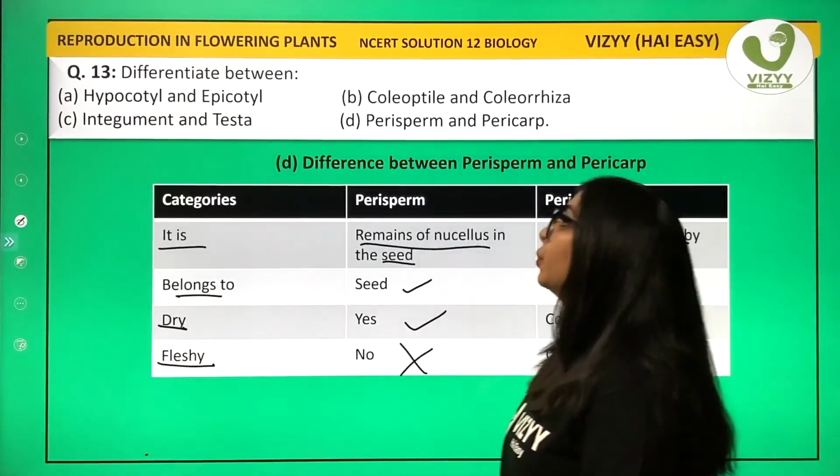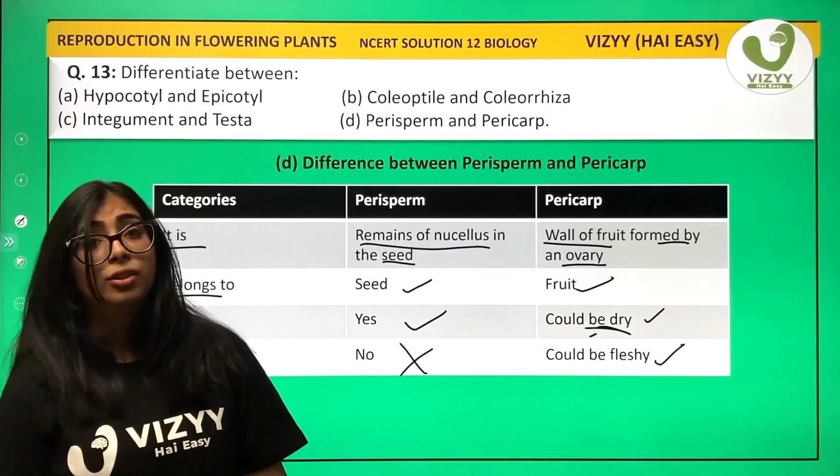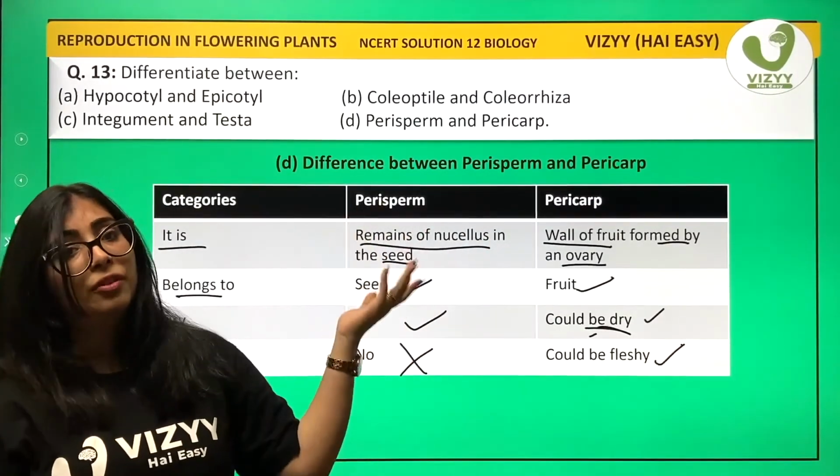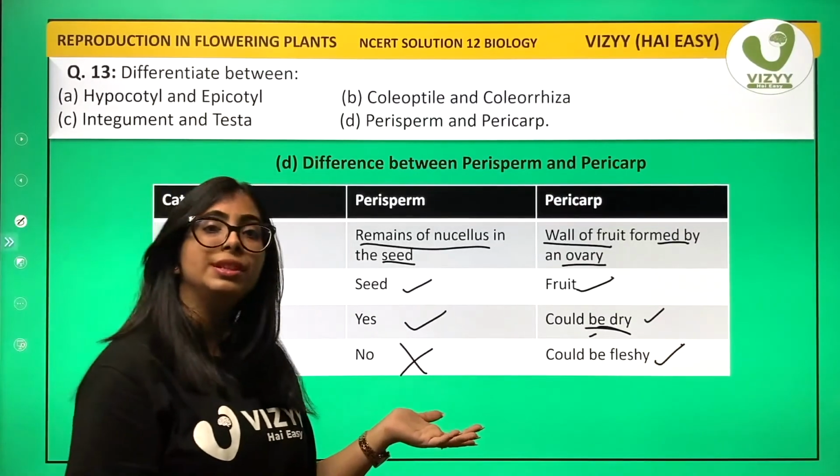Students, we are done with 4 differences. In total, you've got 8 differences and 2 types of each difference. So students, we're done with this question.